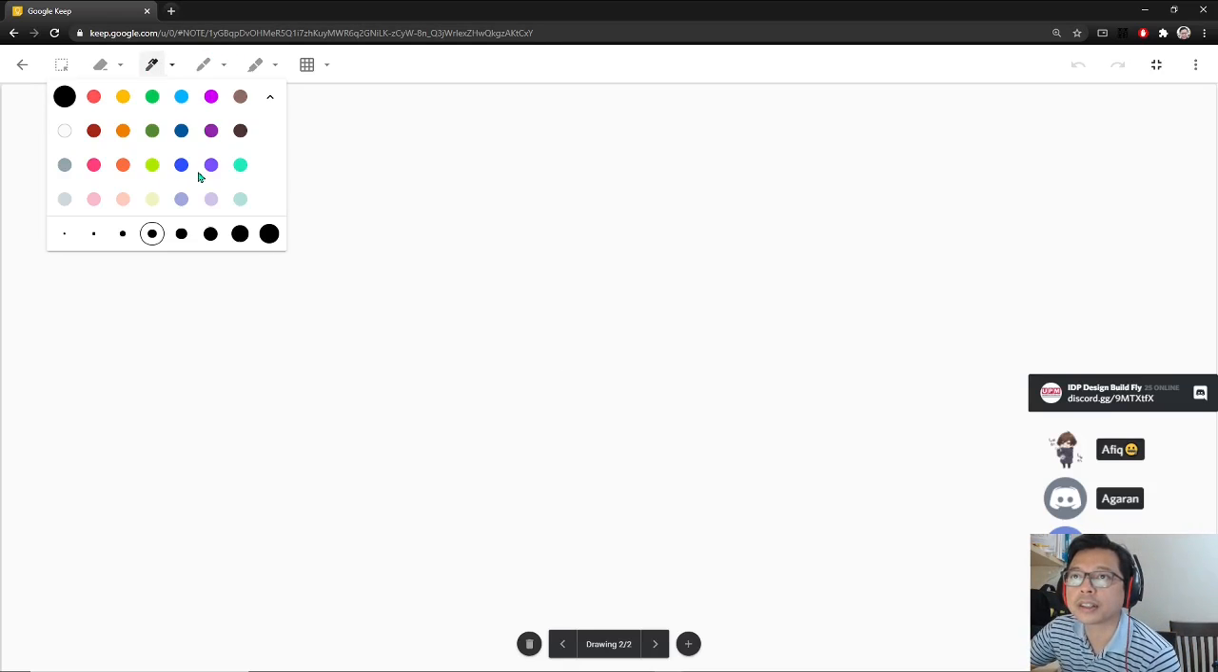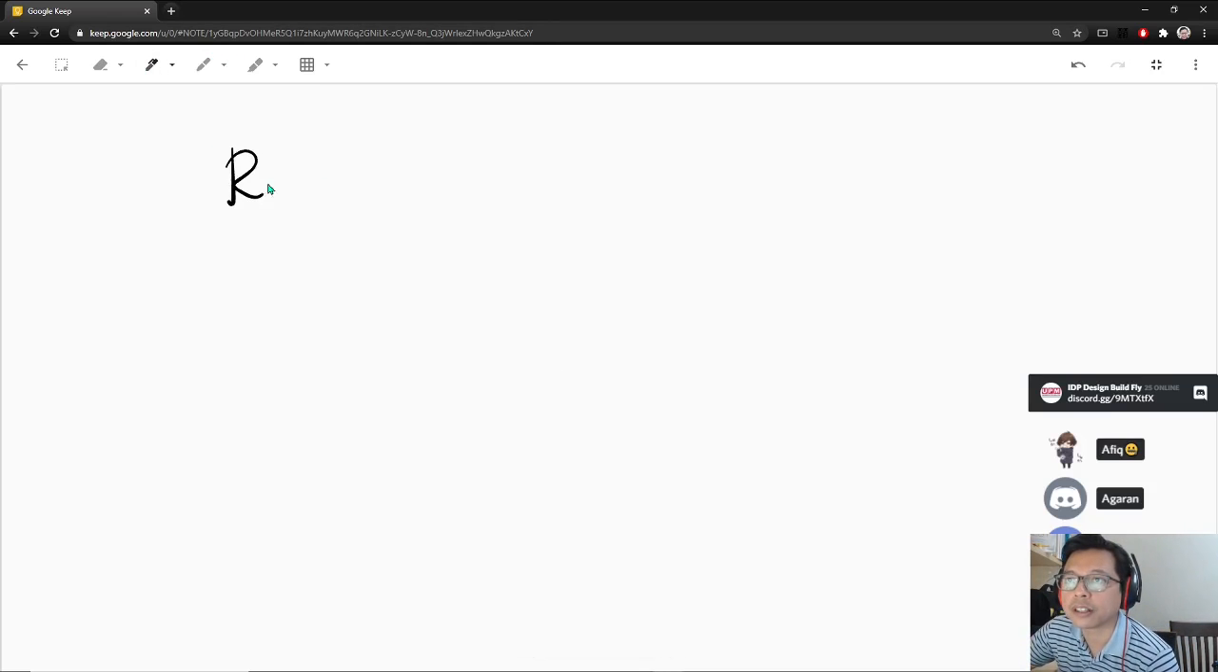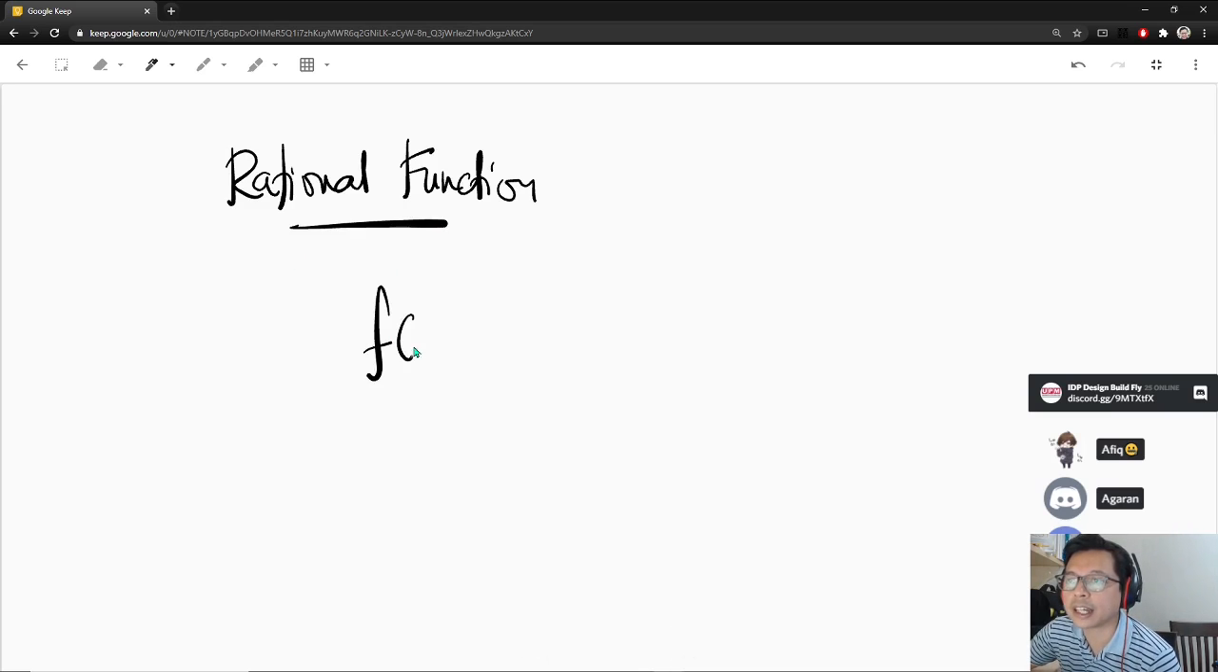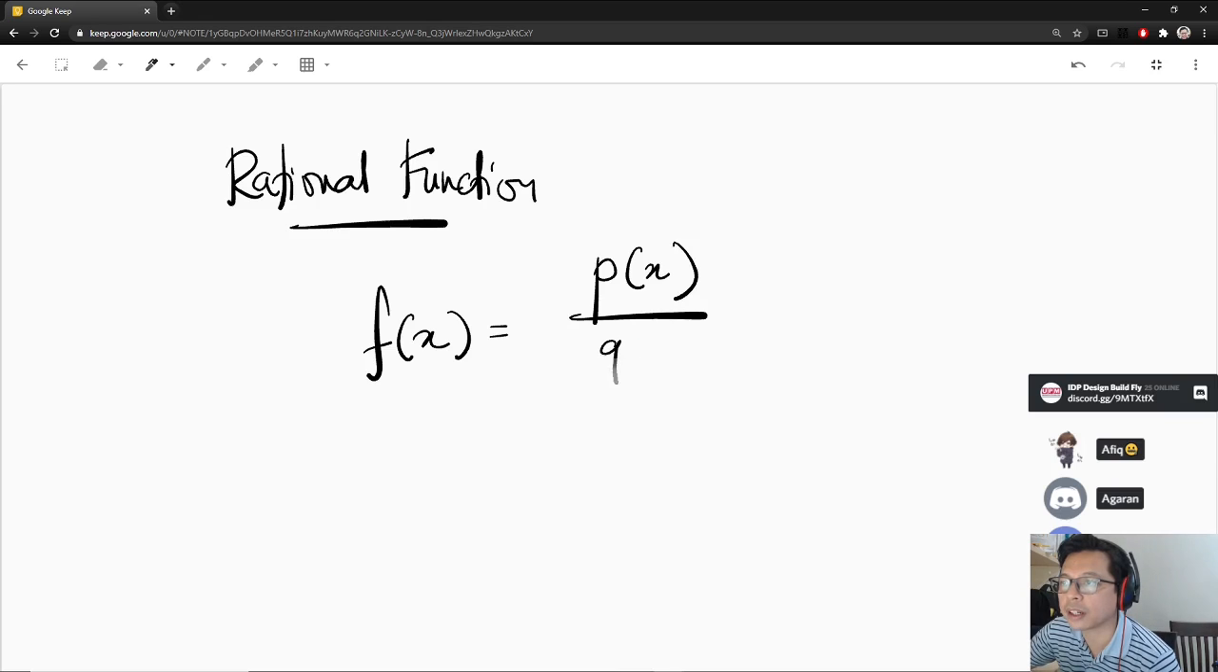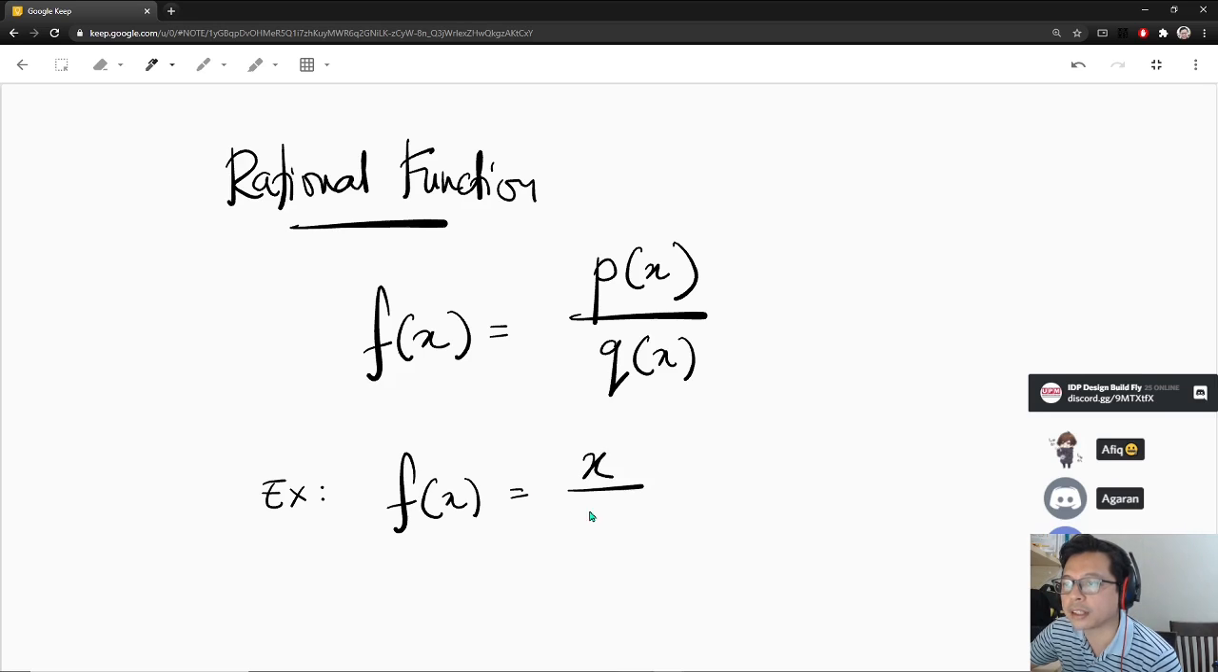Let's look at another one, rational function. A rational function is basically anything where you have a function up here and a function down there. Examples are, let's say, f of x divided by 2. That's a rational function.